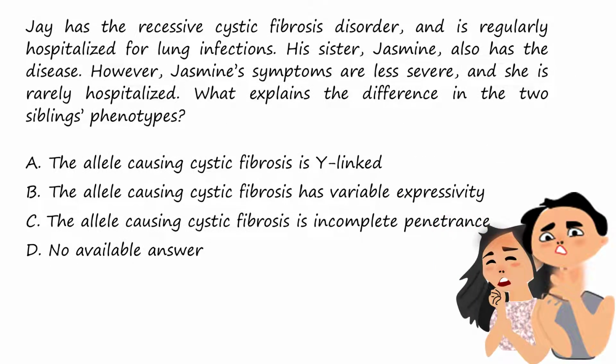Question 5. J has the recessive cystic fibrosis disorder and is regularly hospitalized for lung infections. His sister Jasmine also has the disease. However, Jasmine's symptoms are less severe and she is rarely hospitalized. What explains the difference in the two siblings' phenotypes? A. The allele causing cystic fibrosis is Y-linked. B. The genotype has variable expressivity. C. The genotype has incomplete penetrance. D. There is no answer provided. The answer is B. The genotype has variable expressivity as the level of expression differed in the siblings.